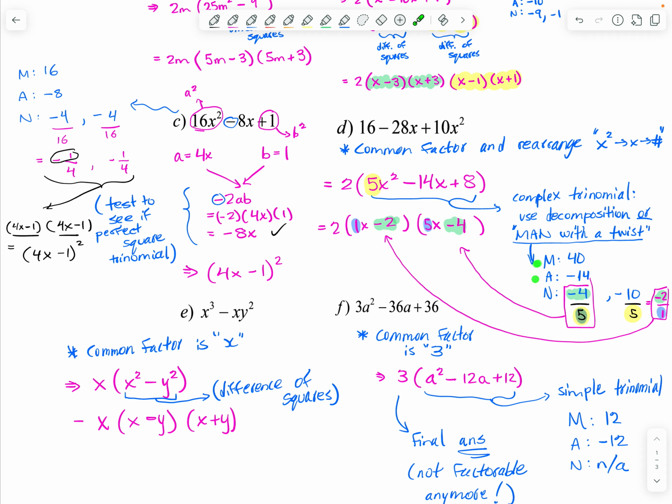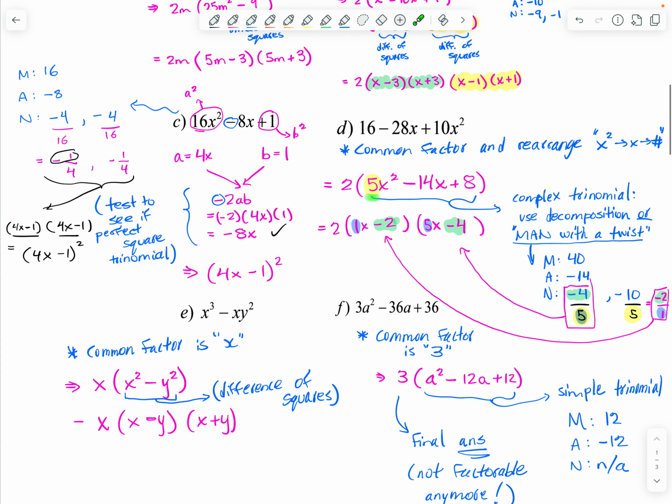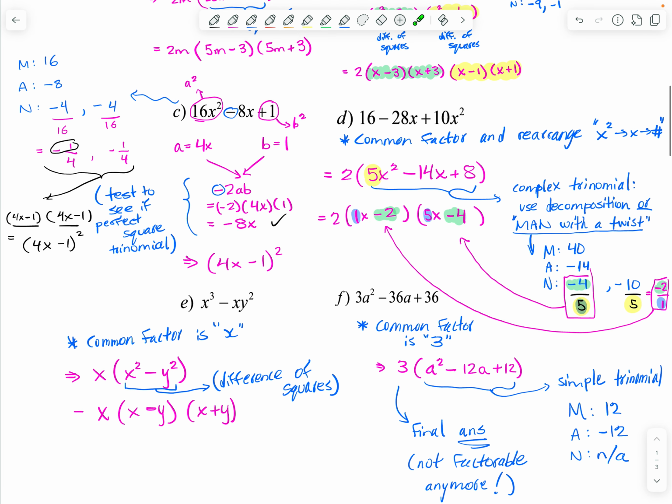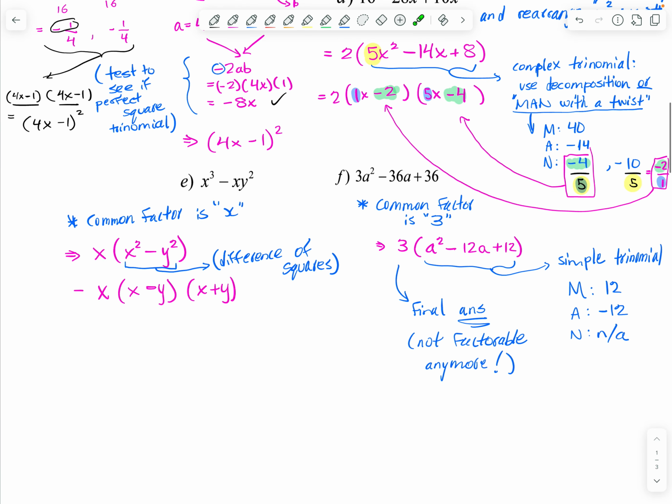Multiply to 40, add to -14. Numbers are -4 and -10. And I'm dividing each one by 5. And so I get these two factors right here. These two, so -10 and -2, divide, on top, and then 5 on the bottom, 1 on the bottom here after these two are my factors, -4/5 and -2/1 after I've divided, reduced. And so I can write out the factors like that. 1x minus 2, 5x minus 4. Okay, and with the 2 in front.